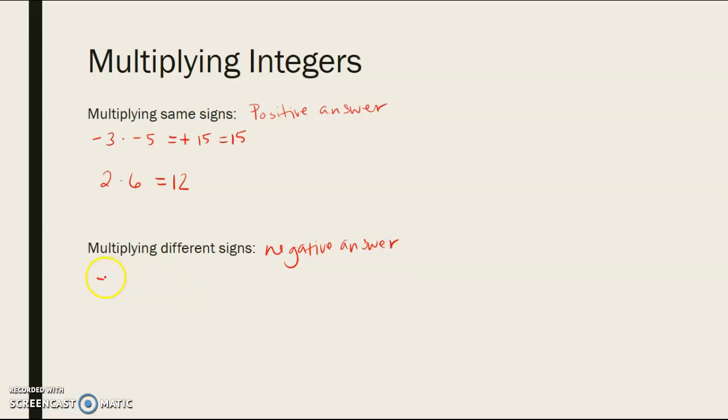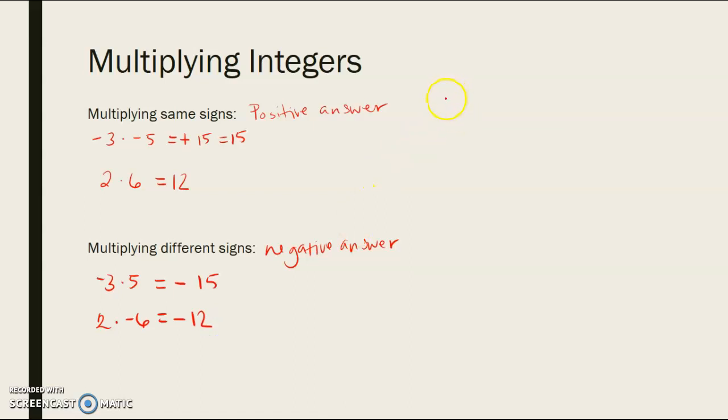And so if we did -3 times a positive 5, or 2 times a -6, right? The 3 and the 5 have different signs. I have a negative and a positive. So what that means is I'm going to have a negative sign, and then I'm just going to take 3 times 5, which is 15. And then same thing down here. I look at the signs. I know that because they're different, this is going to be negative. And then I'm going to do a 2 times 6. So my answer would be a -12.